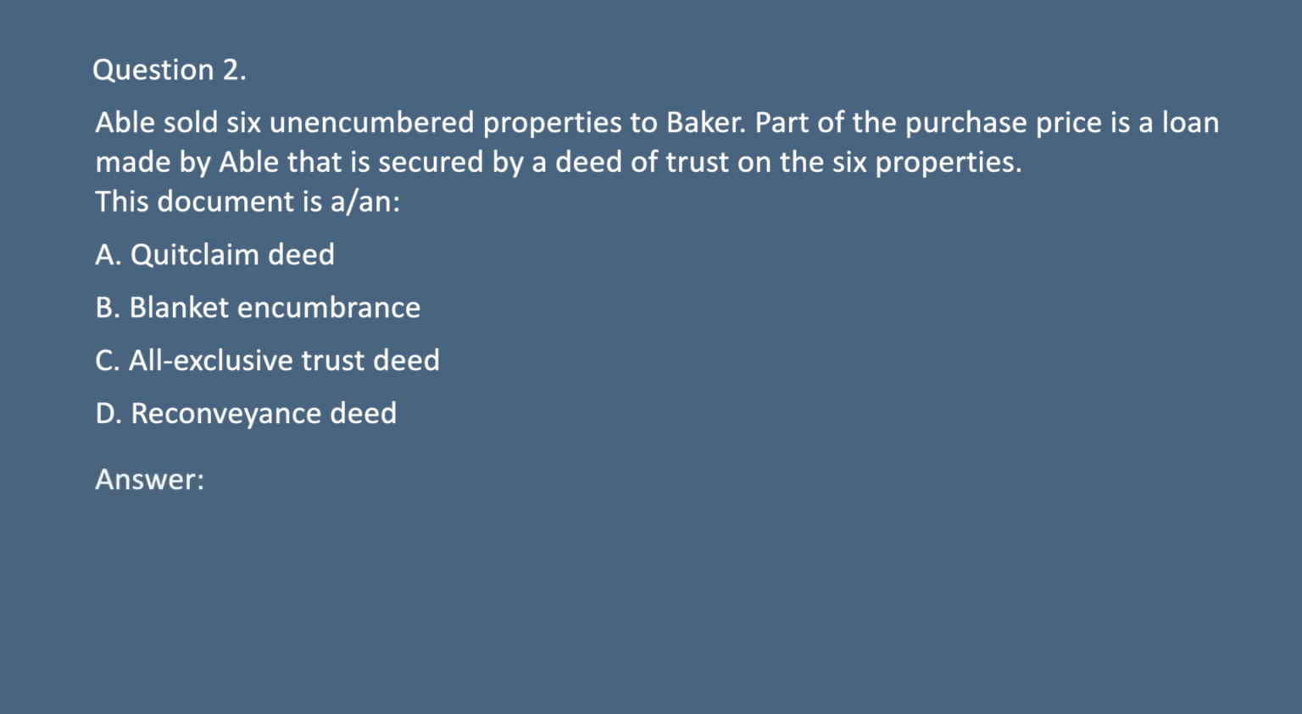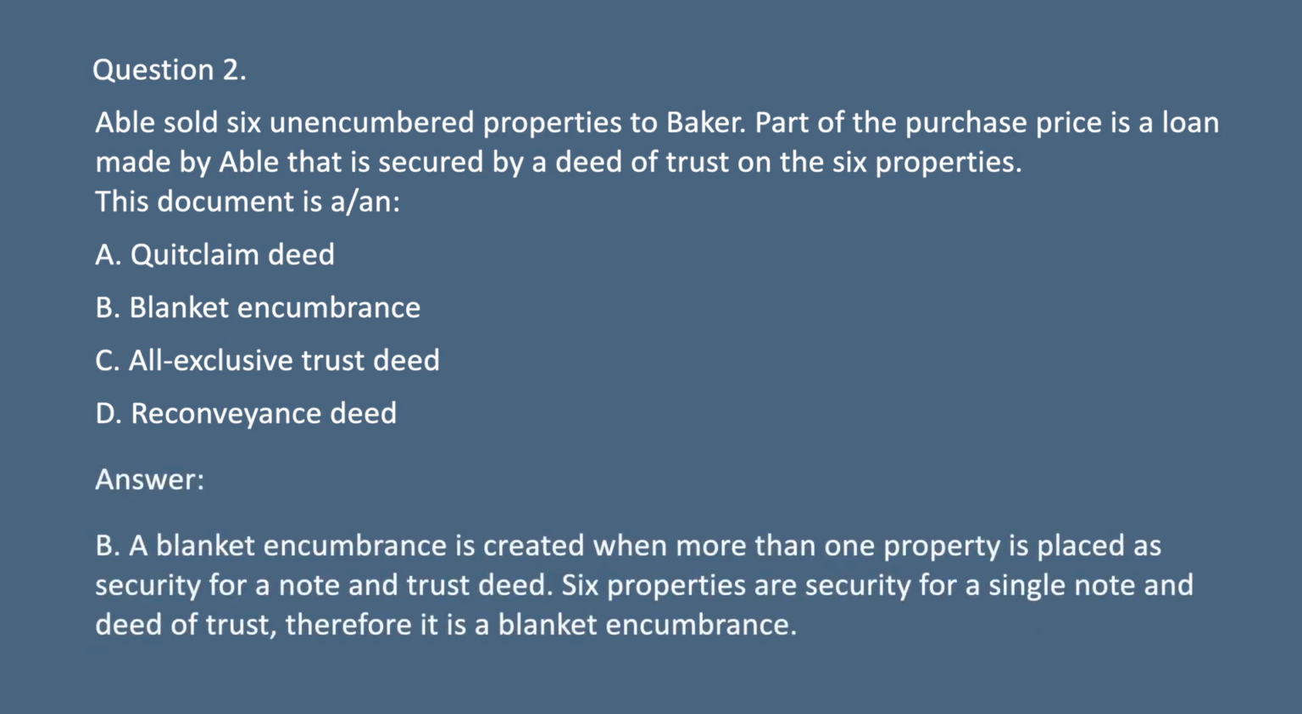Answer. B. A blanket encumbrance is created when more than one property is placed as security for a note and trust deed. Six properties are security for a single note and deed of trust, therefore it is a blanket encumbrance.